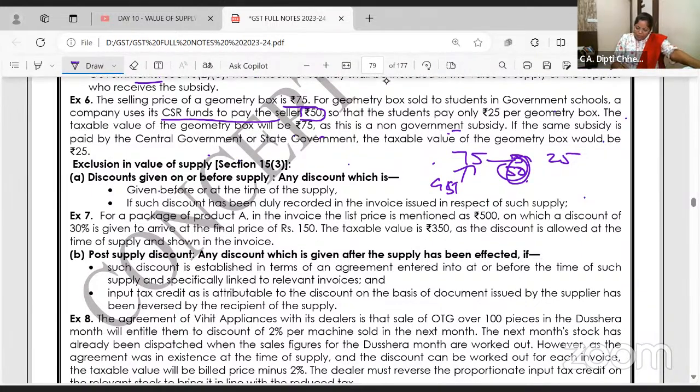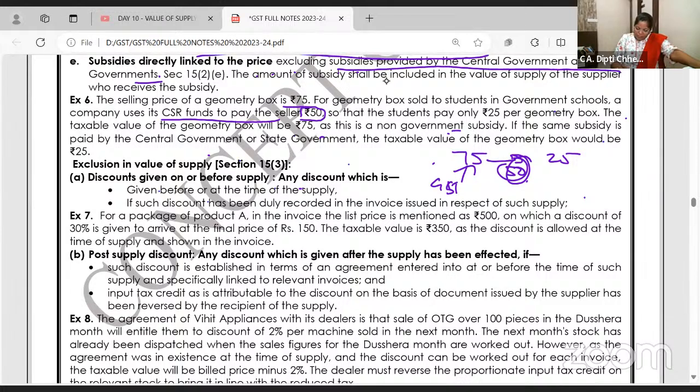Discounts given on or before the supply. Any discount which is given before or at the time of supply, if such discount has been recorded in the invoice, yeah, for example, invoice is 500 on which 30% discount is given and taxable, this discount is allowed. I want all of you to write here example trade discount. Trade discounts are customary. So even though the bill is 500 and you are getting 150 discount, say what will be the transaction value? 350. I want all of you to write 350 in the box and write transaction value.